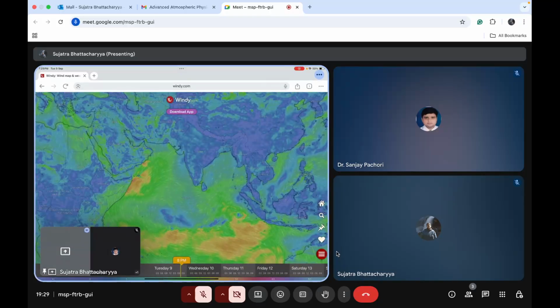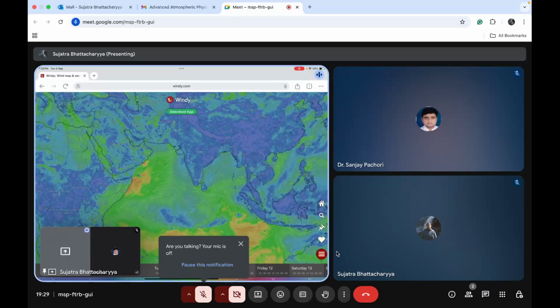Yeah, this part over the Arabian Sea, you can see that there is a west to east flow. That is near geostrophy. Cannot exactly say that is a geostrophy. It is a near geostrophy.